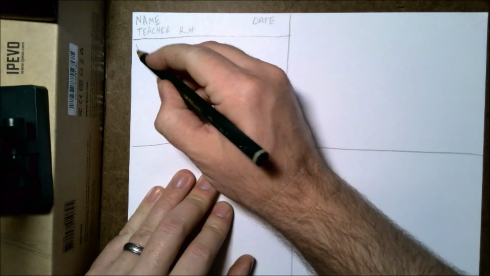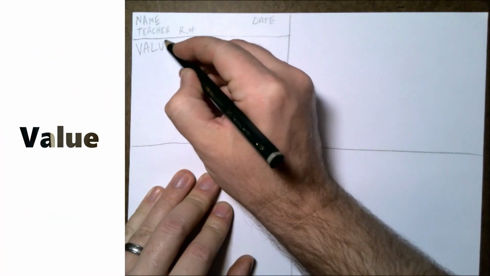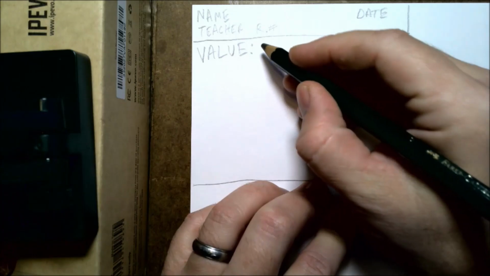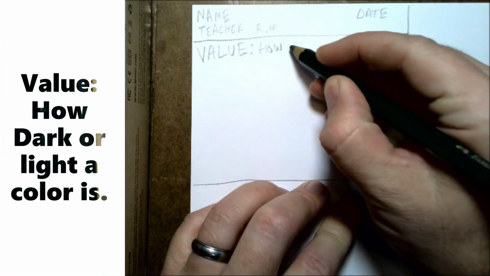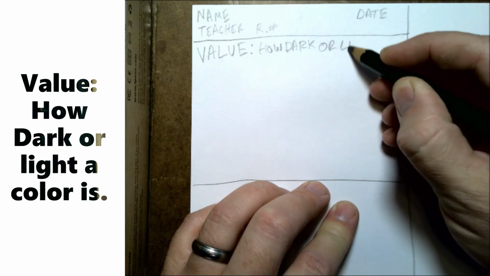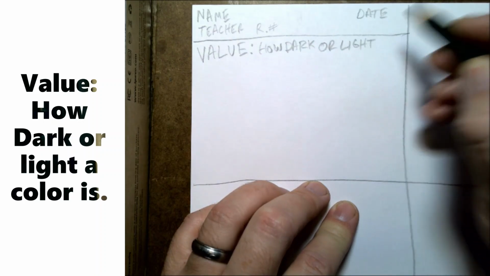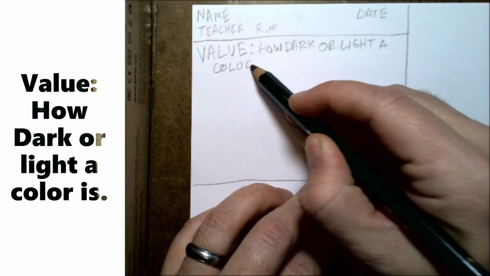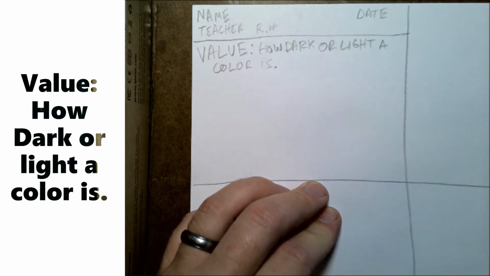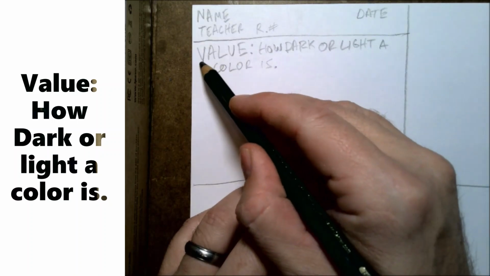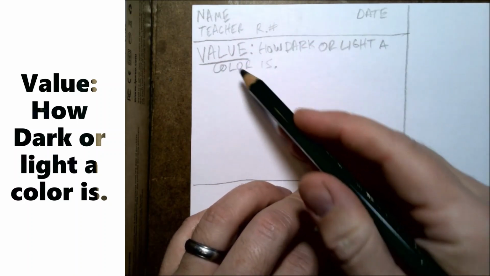And we're going to talk about value. And that is value as it is discussed in art. How dark or light a color is. So I'm going to go ahead and underline value so you remember that's the actual term we're talking about.